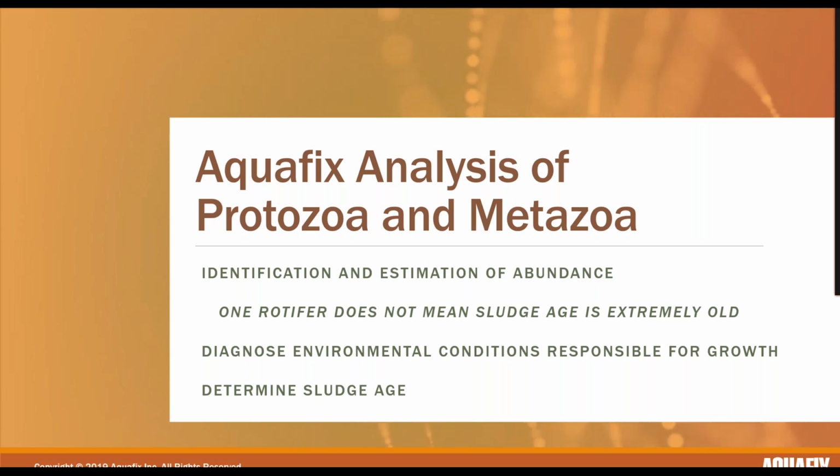Rather, metazoa and protozoa abundance levels can really be used collectively to come to a diagnosis of sludge age from the collective of observations and proportions of metazoa and protozoa populations within a sample.